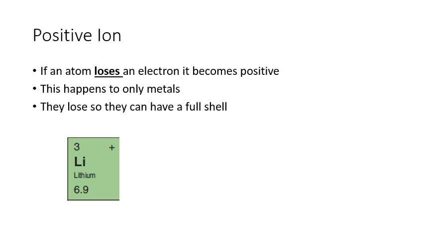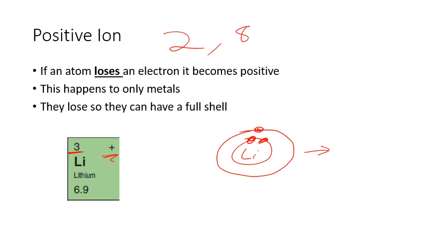Again, right here we have these notes, and we said that lithium is a metal. If an atom loses an electron, it becomes positive. We have that right in there. And this happens only to metals. They lose electrons so they can have a full shell. Normally lithium looks like this. Remember, it has 2 electrons in the first shell, and since it has a total of 3 electrons, here's its outer shell. It wants to have a full shell. If we remember that the shells go 2, 8, 8, so as a maximum number, it has 2 electrons in the first shell, 8 in the second, and then 8 in the third.